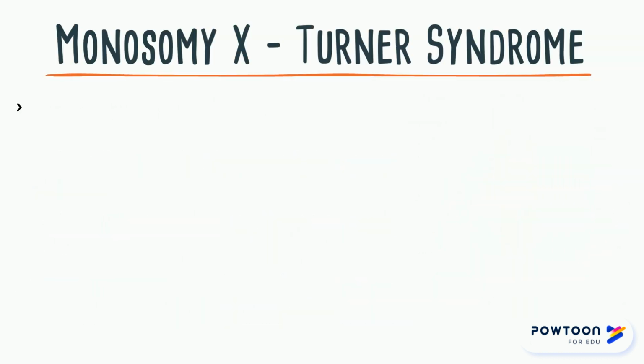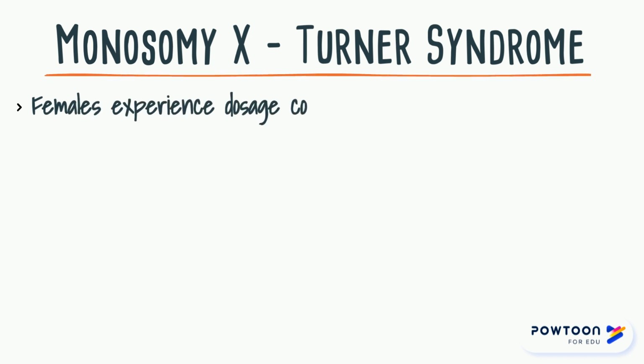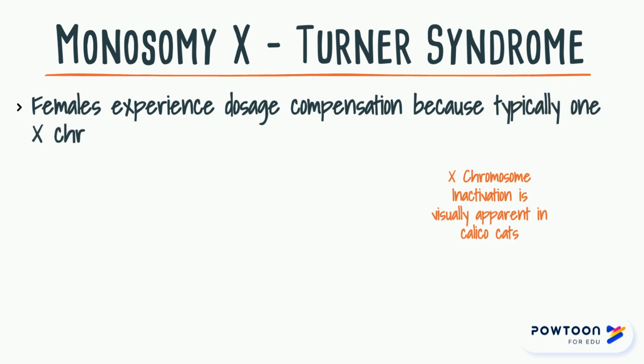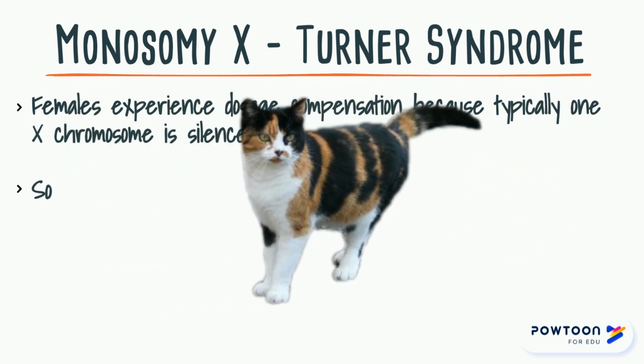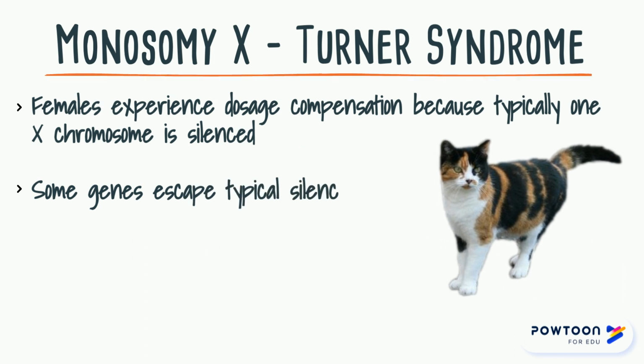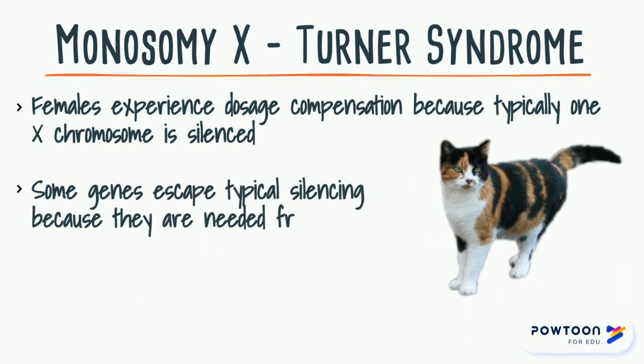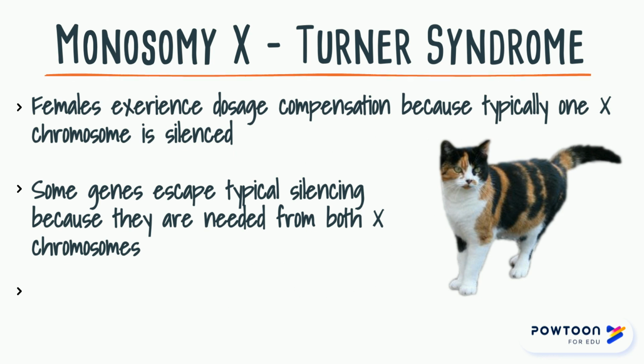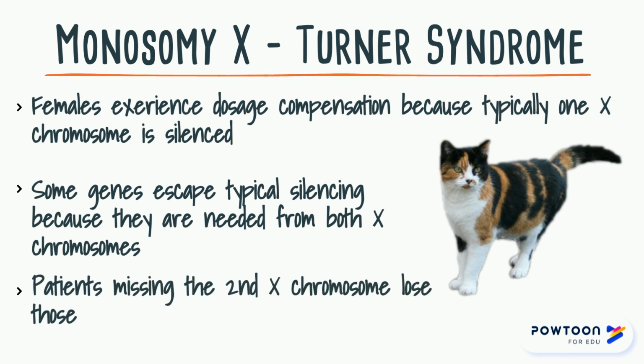Females typically have 2 X chromosomes. This leads to the need of dosage compensation where one of the X chromosomes is randomly silenced by methylation. Still, some genes on the methylated chromosome are able to escape silencing when they are needed from both chromosomes. When patients are missing the second X chromosome, they lose the genes that are unsilenced, which lead to developmental abnormalities.